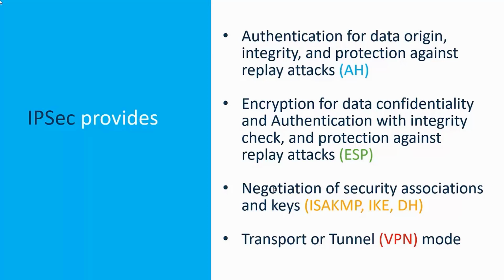IPsec also provides encryption for data confidentiality, for keeping our data private, as well as authentication with integrity checks and protection against replay attacks. ESP, or encapsulating security payload, can provide us with those things. That's also part of IPsec. IPsec also provides negotiation of security associations and keys through ISAKMP, IKE, and Diffie-Hellman, or DH. IPsec has two modes, transport mode or tunnel mode. Tunnel mode is what's used in VPN tunnels.